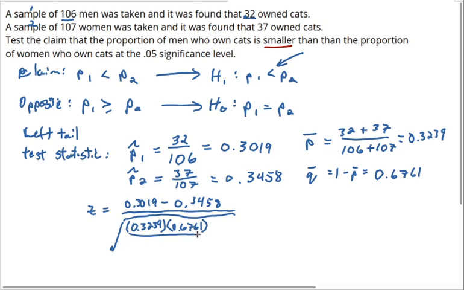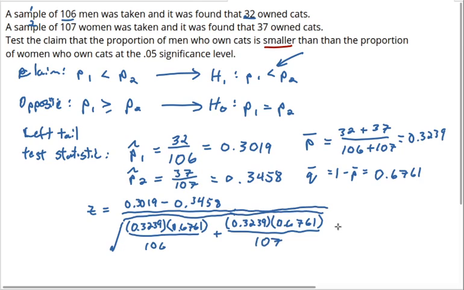divided by the first n, and then plus the same thing on top, 0.3239 times 0.6761 all over n2. And drag that square root and fraction bar over the whole thing.